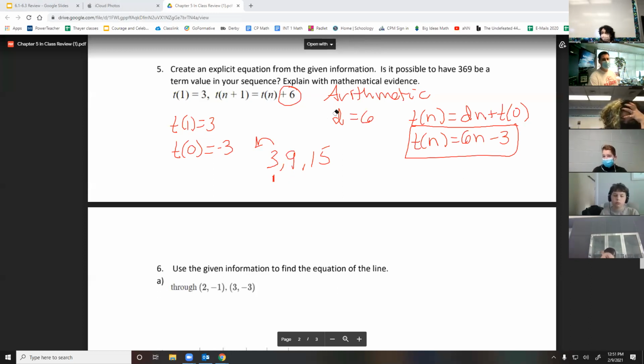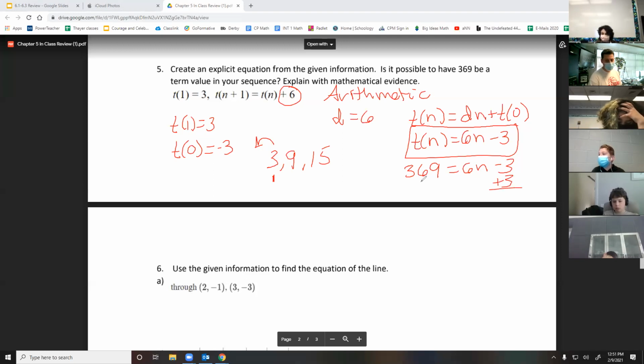Next, is it possible to have 369 as a term value? Well, a term value is t of n. So just plug in 369 in place of t of n and solve this for n. If you land on a whole number, then yes, it is possible. If you land on anything but a whole number, it's not possible.